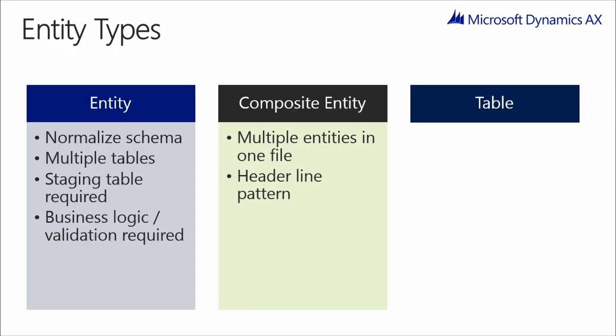A composite entity lets you create one entity that is composed of several related entities. For instance, you may have a sales order and a sales line entity in a header line pattern. One note here is that you can use composite entities only with file sources.